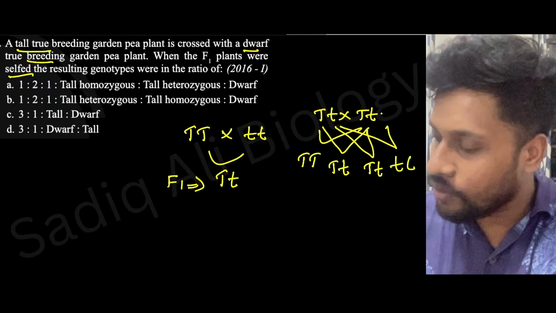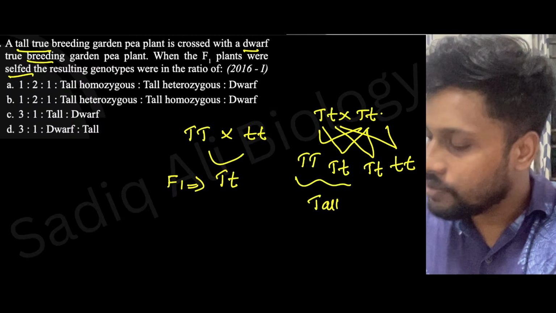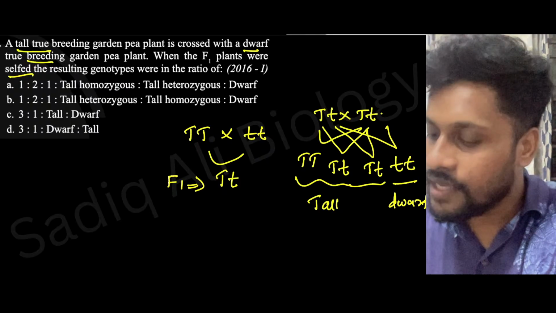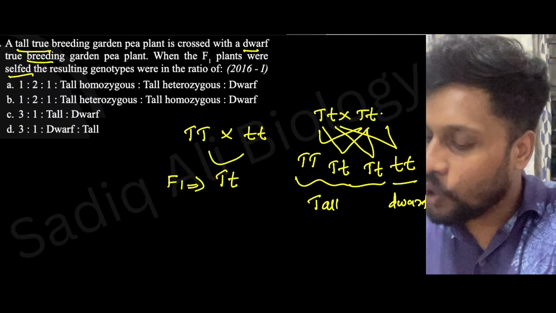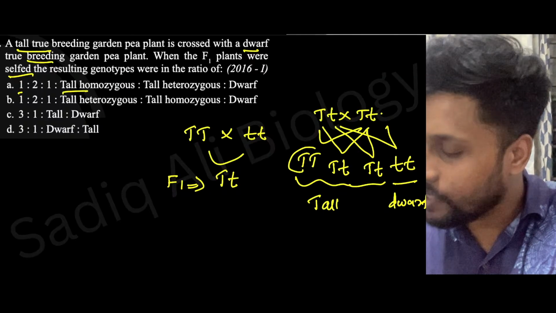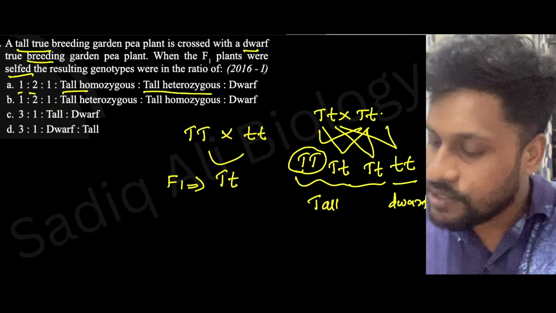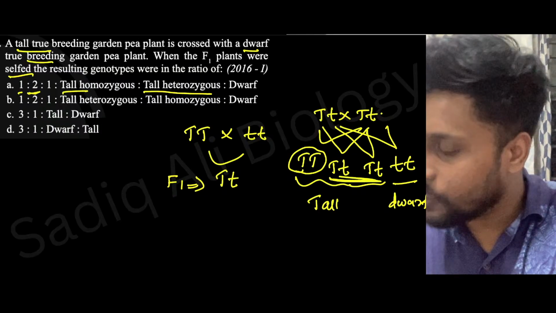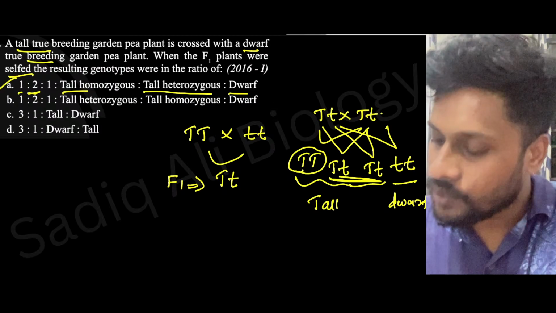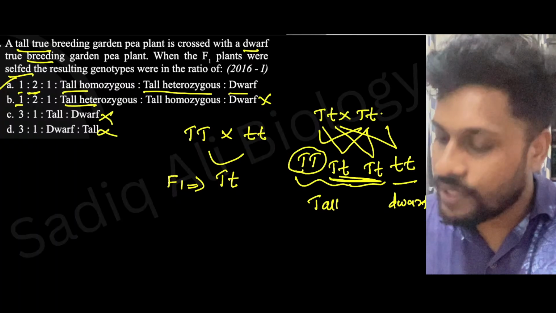Now, both of these will be tall. All these three will be tall. This one will be what? Dwarf. So how many are tall homozygous? Tall homozygous one. Yes, true. Only this is tall homozygous. Two are tall heterozygous. Yes, these are two heterozygous and they are tall. One is dwarf, one. So this is true. This is incorrect: tall heterozygous one. No, which is two. So the answer will be option A.